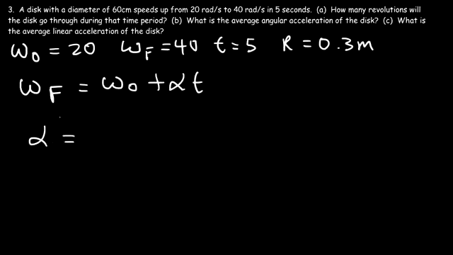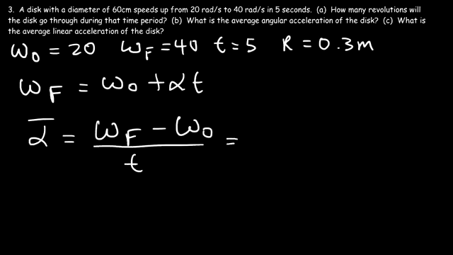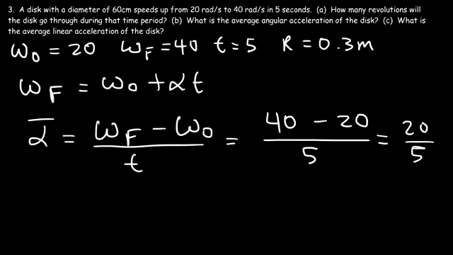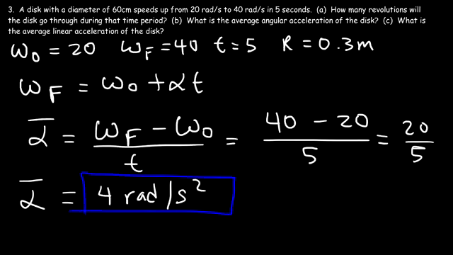The average angular acceleration is going to be omega final minus omega initial divided by t. So it's the final angular speed of 40 minus the initial angular speed of 20 divided by 5 seconds. So the change in angular speed is 20. So 20 over 5 will give us the average acceleration, which is 4 radians per second squared. So that's the answer to part B.